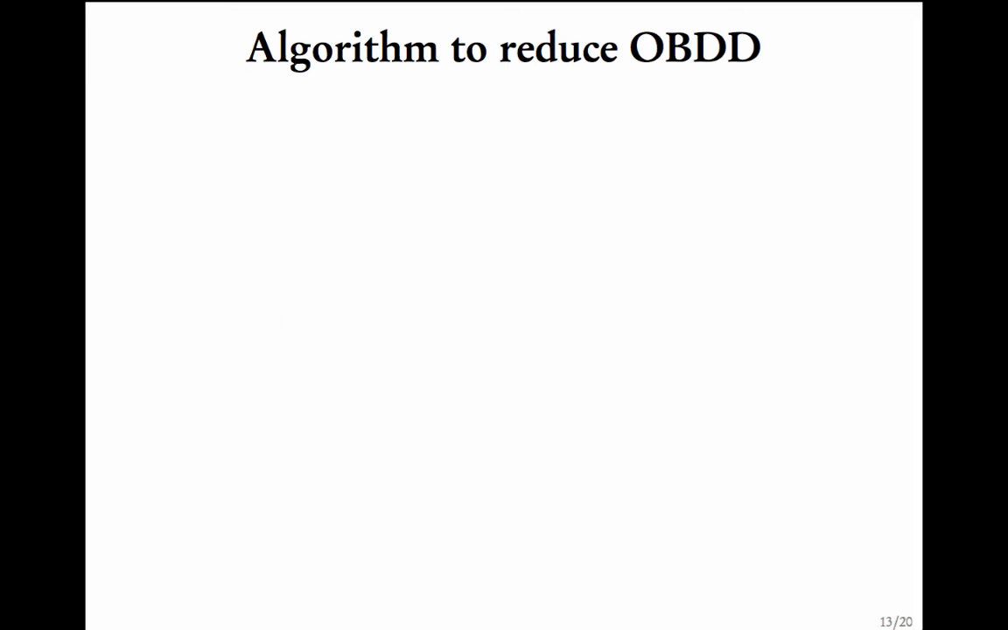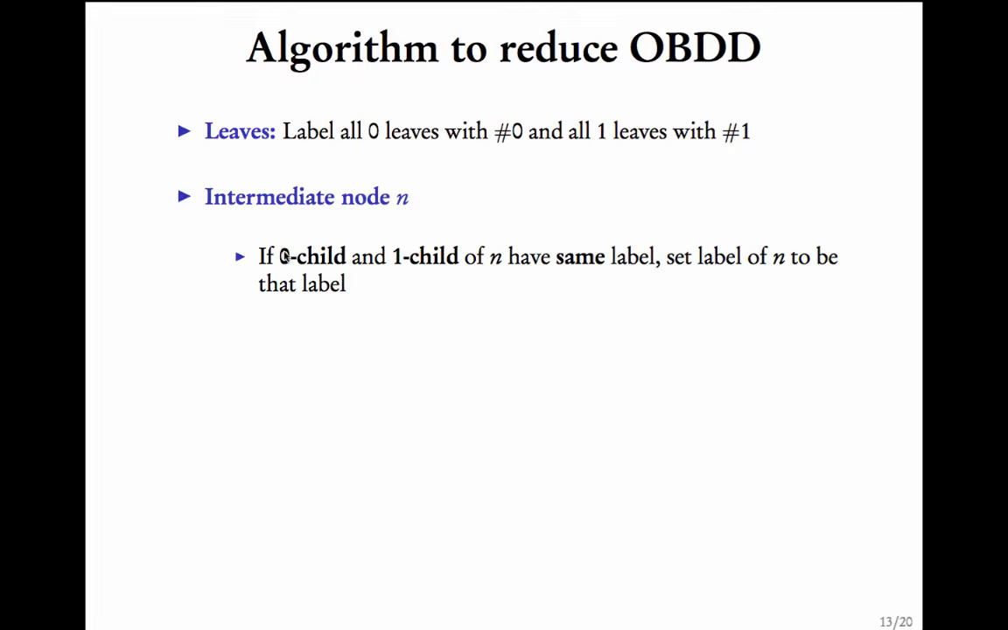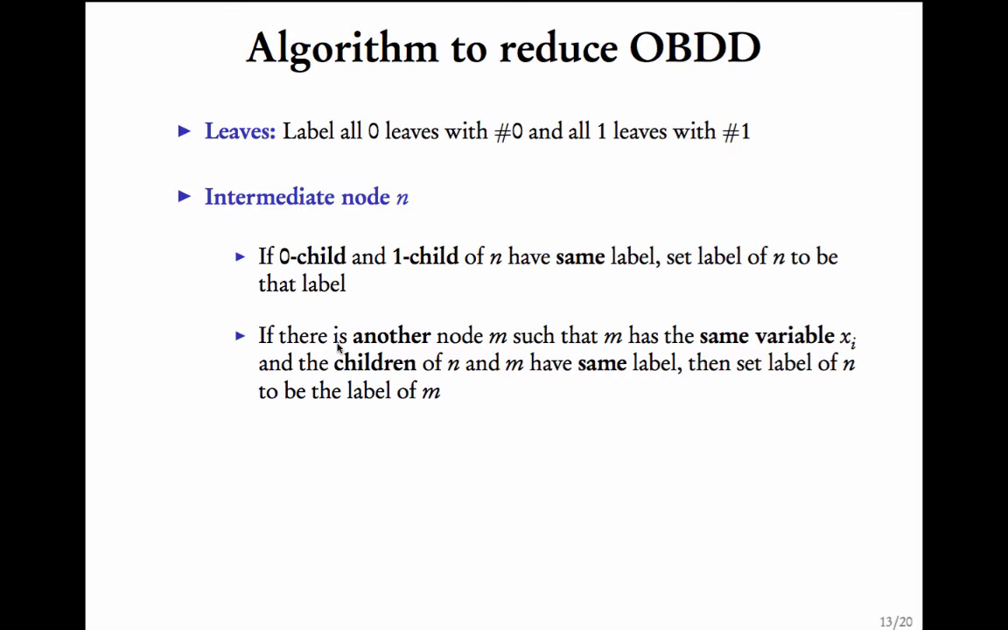So let me summarize the algorithm to reduce an OBDD. Given an OBDD, what do you do? First, label all 0 leaves with #0 and all 1 leaves with #1. For an intermediate node n, if both the 0 child and 1 child of n have the same label, set the label of n to be the label of the child. Otherwise, if there is another node m such that m has the same label xi, and the children of n and m have the same labels, then same IDs, that's what I meant, then set the label of n to be the label of m.